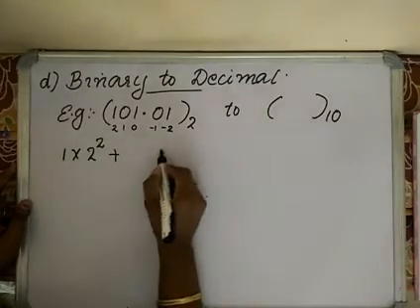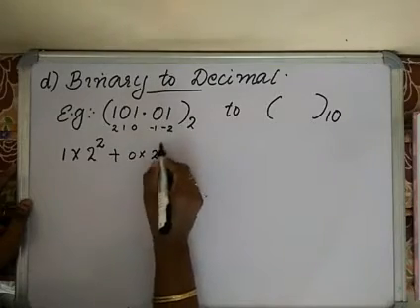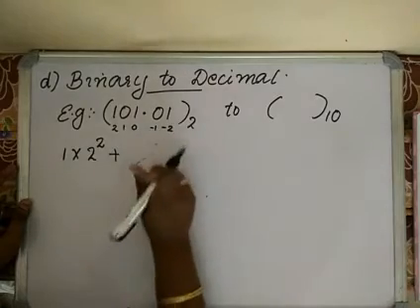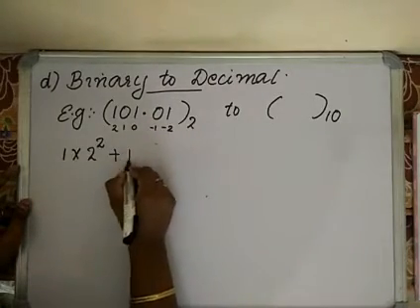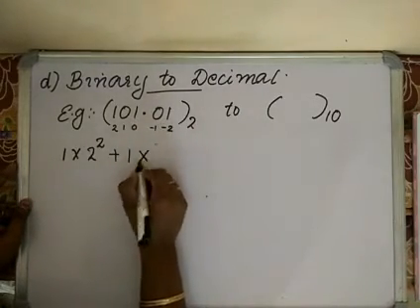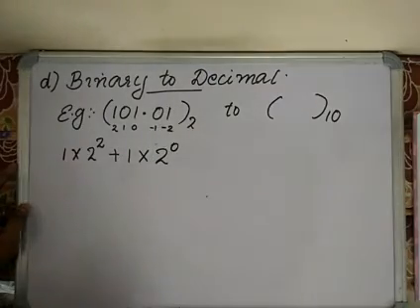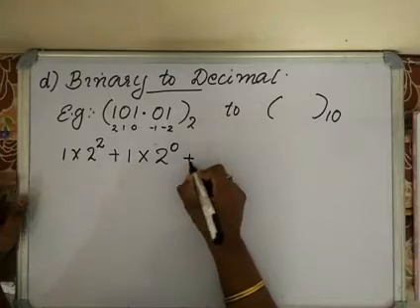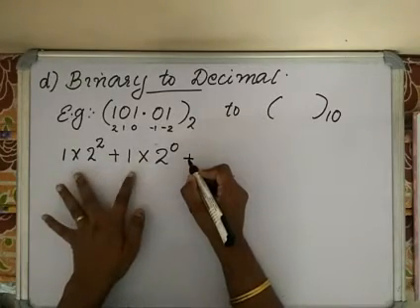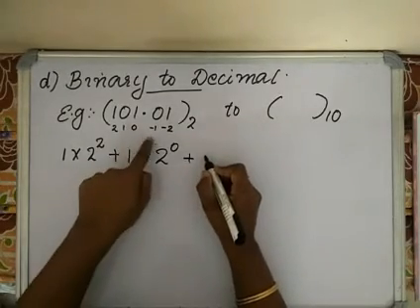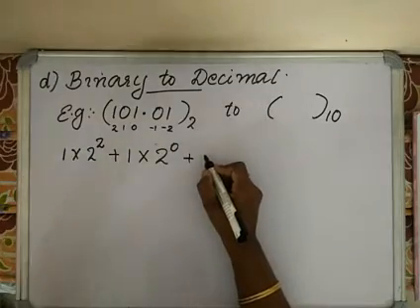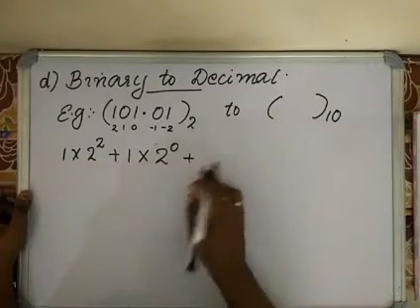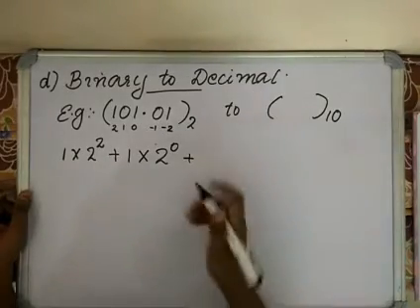0 multiplied with 2 raised to 1 means it's 0 only, so we are not writing that. Okay, so next is the third digit 1 multiplied with its exponent 2 raised to 0. Then for the fractional part, these two represent the integer part. For the fractional part, the exponent starts from -1. Since the first digit is 0, we are not including that because it results in 0 only.